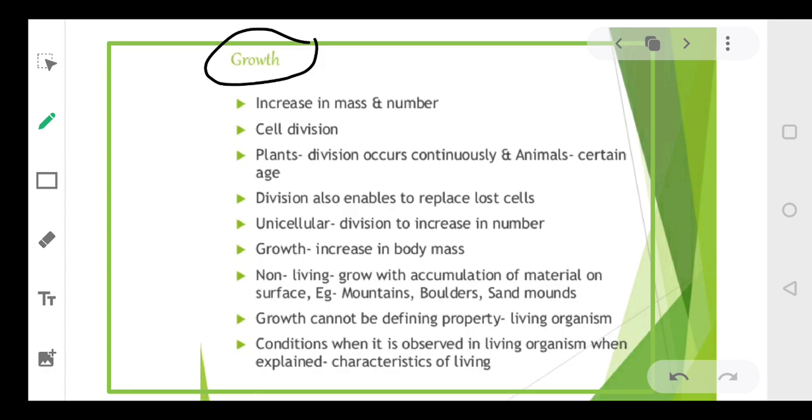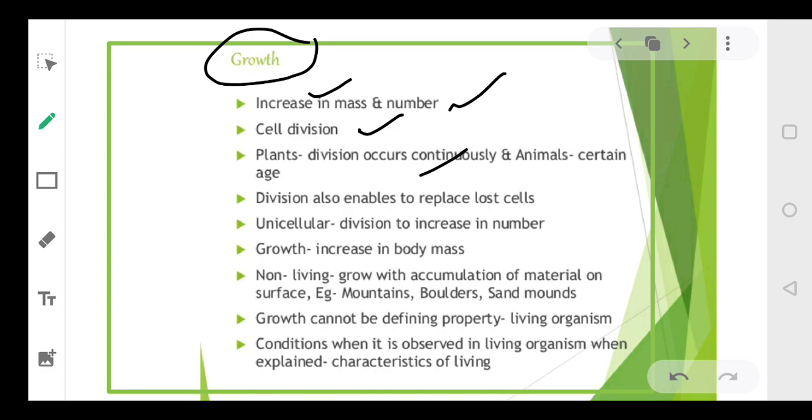What do we call growth? What is growth? If we are talking about living organisms, then increase in size, we may notice that the living organism is showing increase in mass. It is showing increase in number. The cell is dividing, or it is undergoing division. The cell is showing cell division.